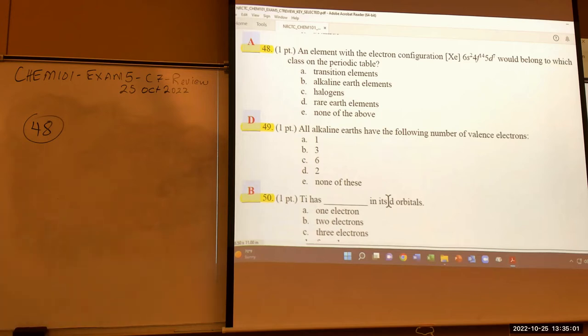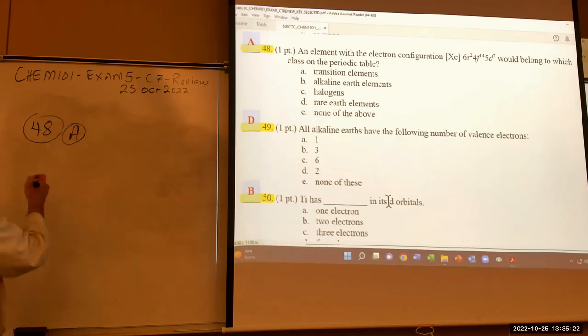So you go over here and say, all right, which one of the d's being filled? Transition metals, right? So it has to be transition metal. You know the one that's being filled because it's the farthest one to the right. If it's a d, it's a transition metal. So that's A.